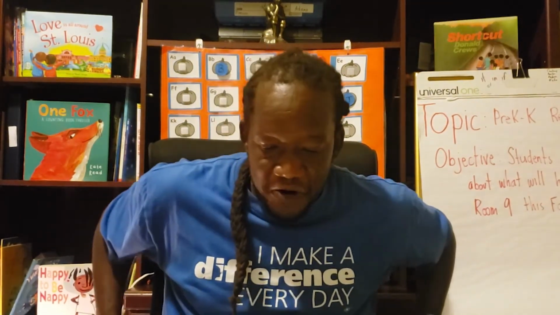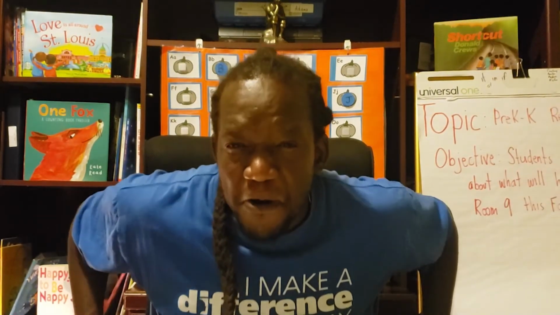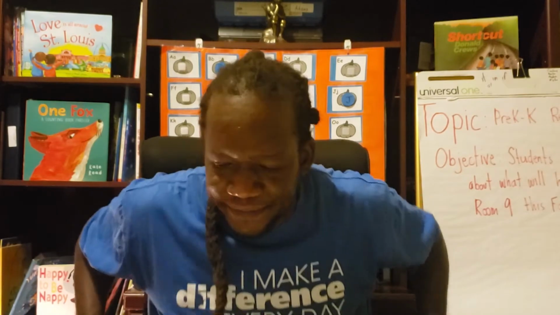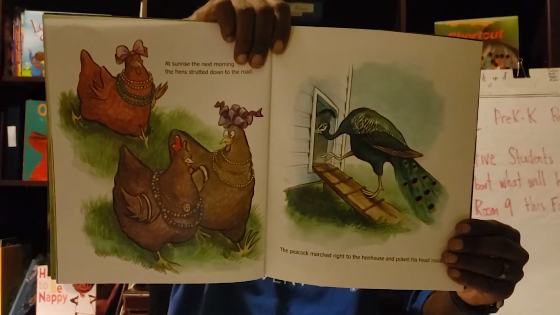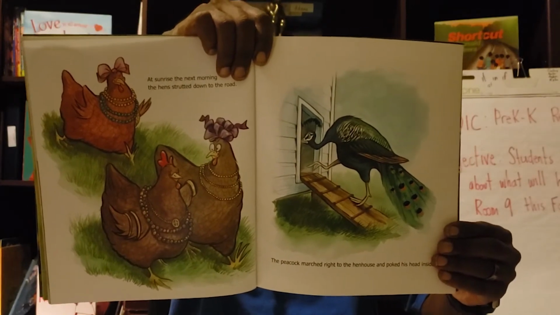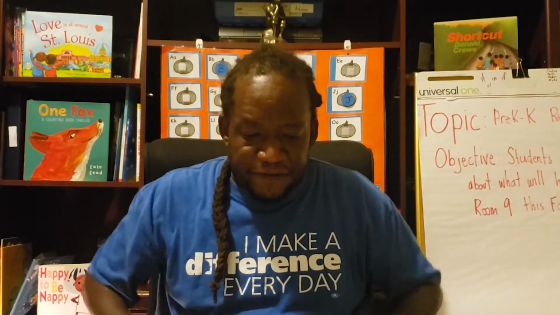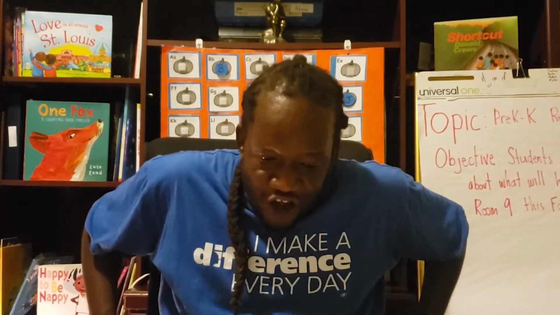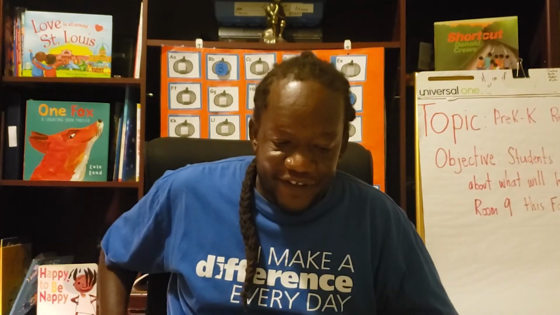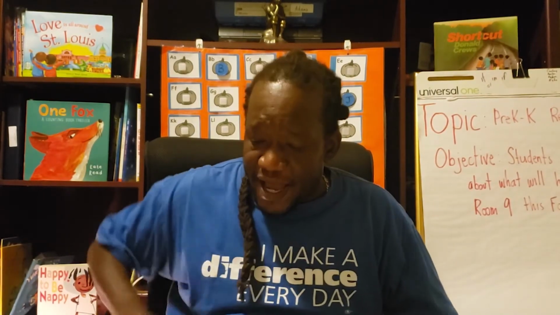At sunrise the next morning, the hens strutted down to the road. The peacock marched right into the hen house and poked his head inside. The hens flocked by the road, waiting for a car. When they saw one approaching, they clucked and squawked and flapped their wings in a flurry of feathers, but every car just whizzed by.